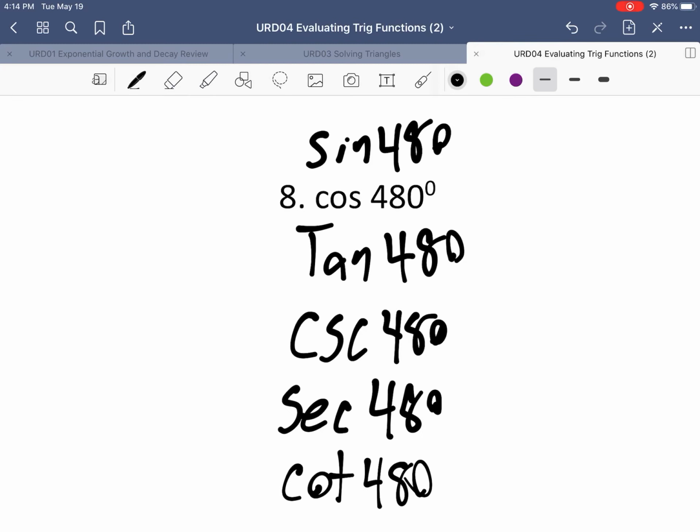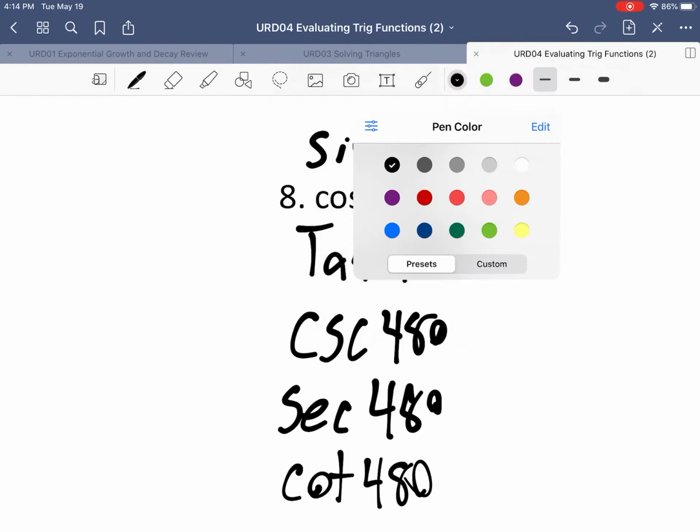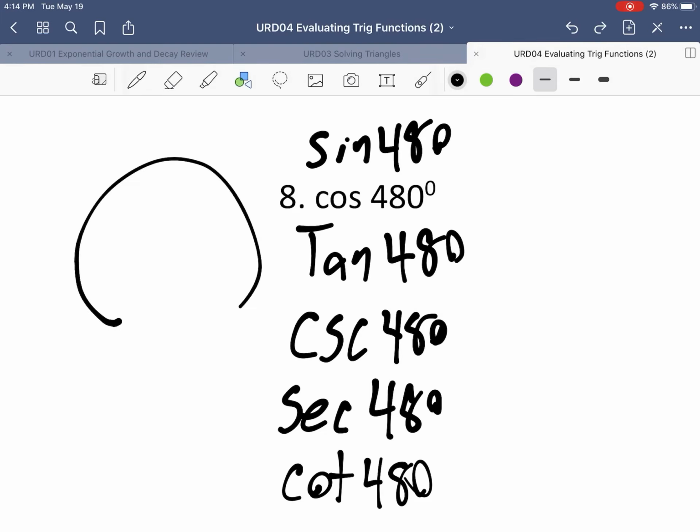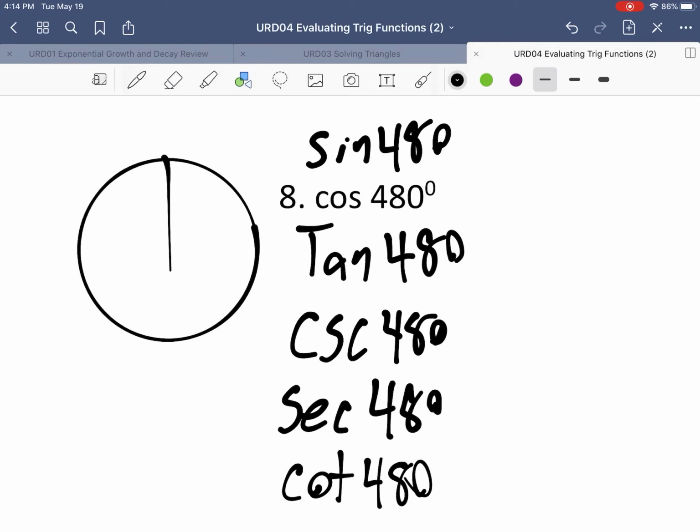Let's take a look at problem number 8, which asks us to do 480, which is a very similar number. I'm just going to do all the different trig values just to make sure you fully understand how to do the problems. So I'm going to draw the unit circle. That's a really bad circle. Let's try that again. Much better. Looks like a circle.